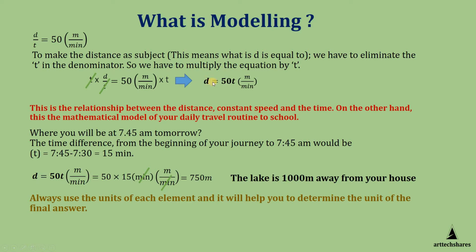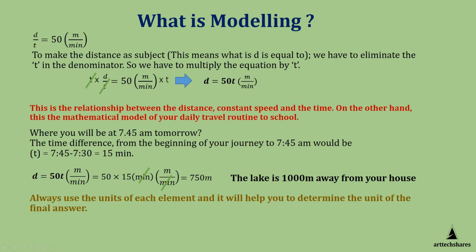Therefore, the d is called a dependent variable. We can select any positive value for t, and the time t is not dependent on any other elements. You can select whatever you want. Therefore, the time is called an independent variable. So you can select the time.